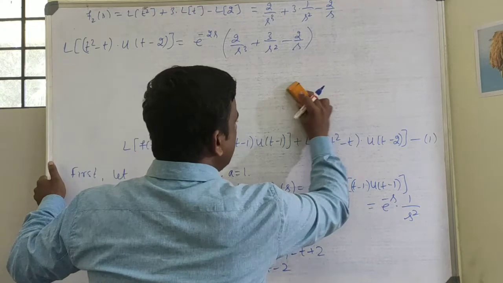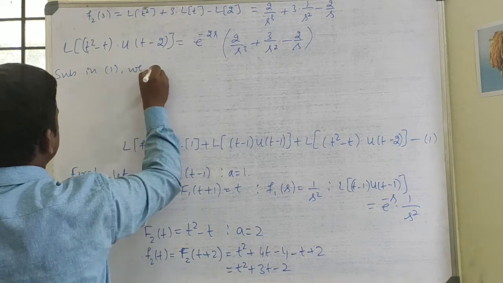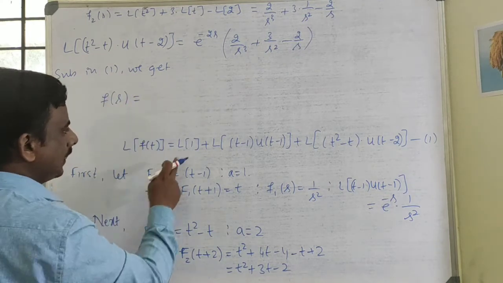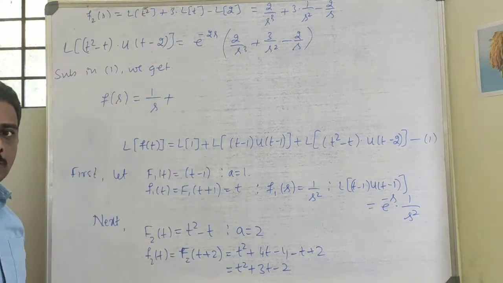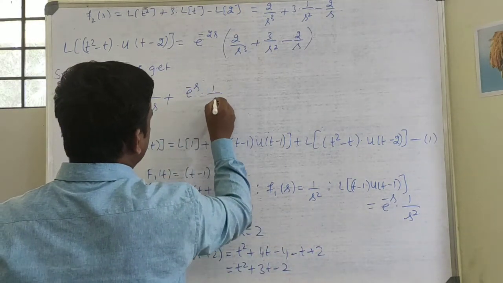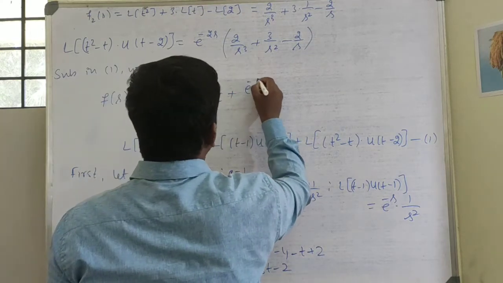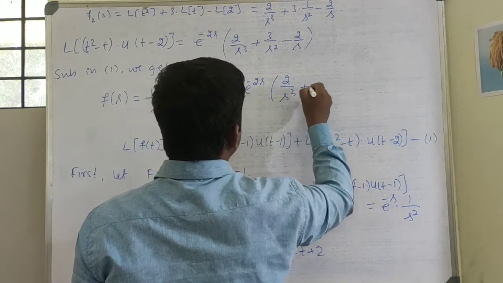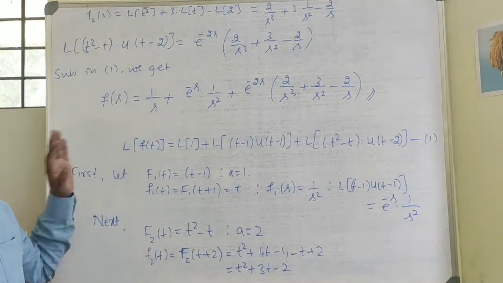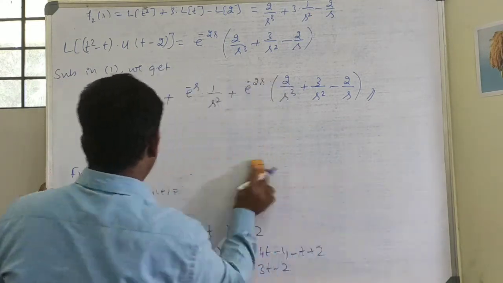Now we have determined these terms, substituting in equation 1 we get F bar of s, or simply F of s, equal to L of 1, that is 1 by s, plus L of t minus 1 into u of t minus 1, that we have computed here, e power minus s into 1 by s square, plus L of t square minus t into u of t minus 2, that is e power minus 2s into 2 by s cube plus 3 by s square plus 2 by s. So that is the Laplace transform of the function f of t. So this is about the Laplace transform of unit step functions.